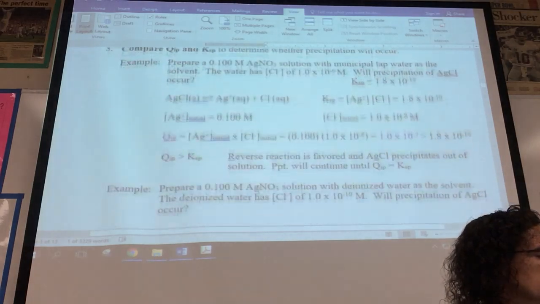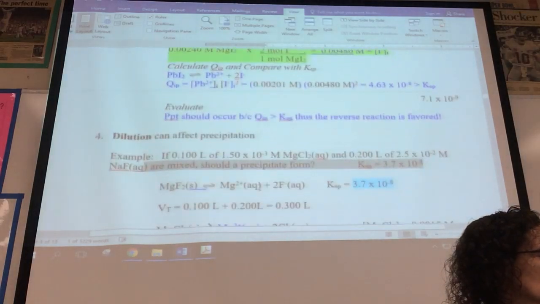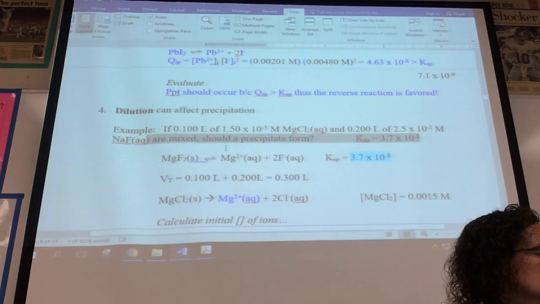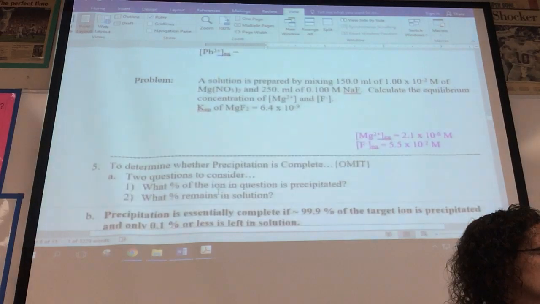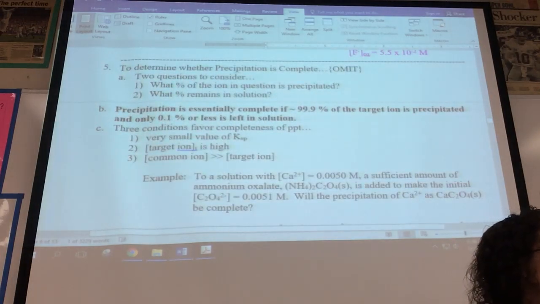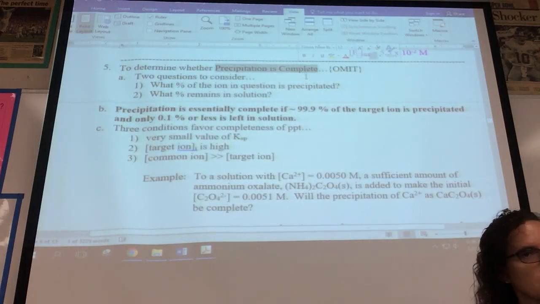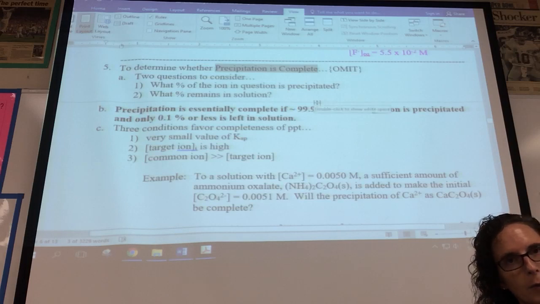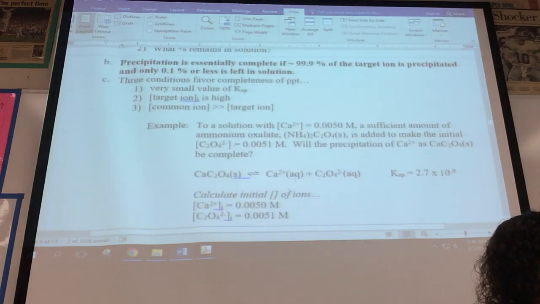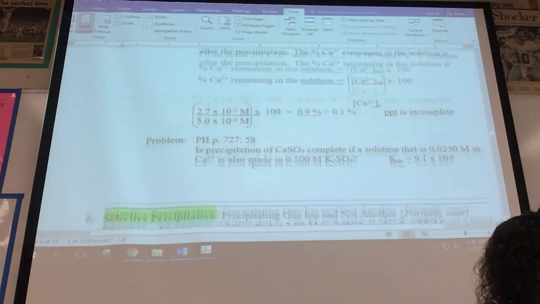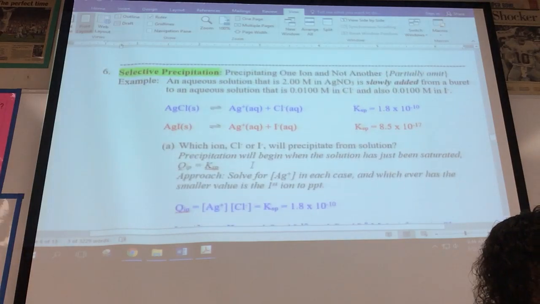We considered the steps that we followed. We wanted to look at how dilution affects precipitation, and then we calculated equilibrium concentration. You can determine whether precipitation is complete. You're no longer required to do this. One of the Pogil packets goes into a little bit more with selective precipitation, and we'll be taking a look at that. But we're going to omit all of this, and it was a little bit challenging.